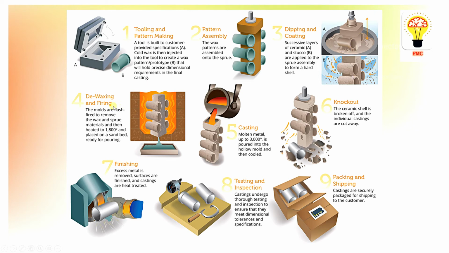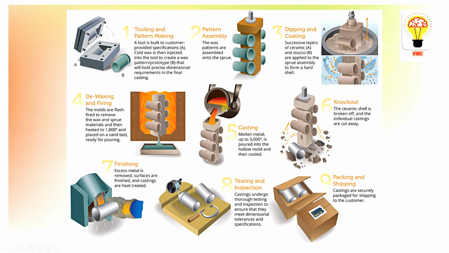Then dewaxing or firing. Dewaxing is nothing but we are going to remove this wax. We put it upside down in the blasting furnace or any other heating element. What will happen is the wax will melt and come down, and we are going to collect it. If you want, you can reuse the wax for making another pattern. Now you can see that only the ceramic remains, right?